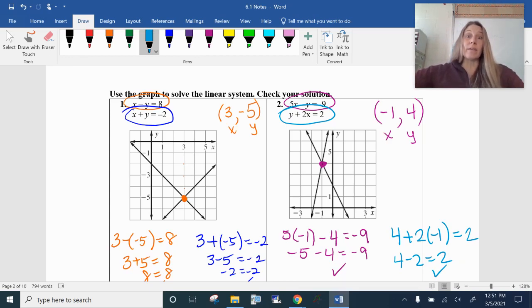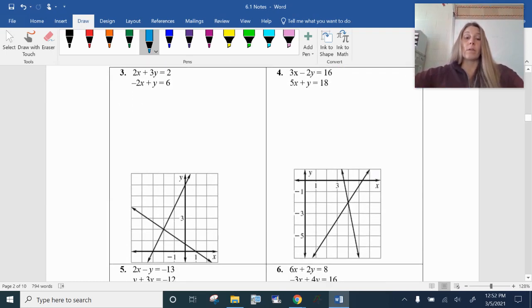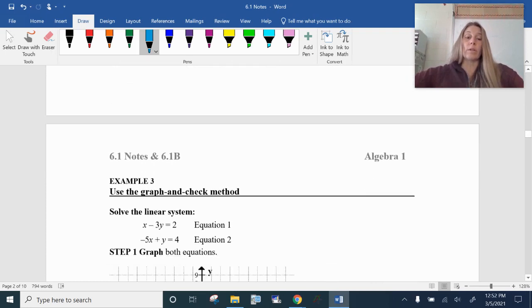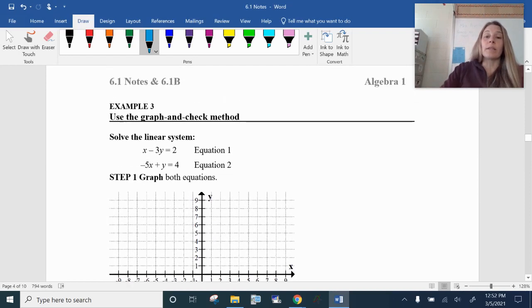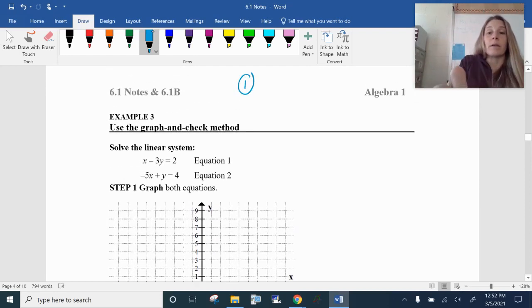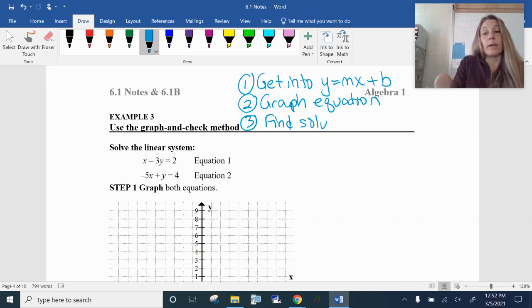All right, so now that we know how to identify our solution and how to check our solution, let's go into the graphing. So I'm actually going to move forward to example 3. So now we're actually going to graph them. So remember, the first thing that you need to do to graph is get into y equals mx plus b form. You want to do that first for each, then graph the equation, and then find the solution like we just did, and then check the solution.